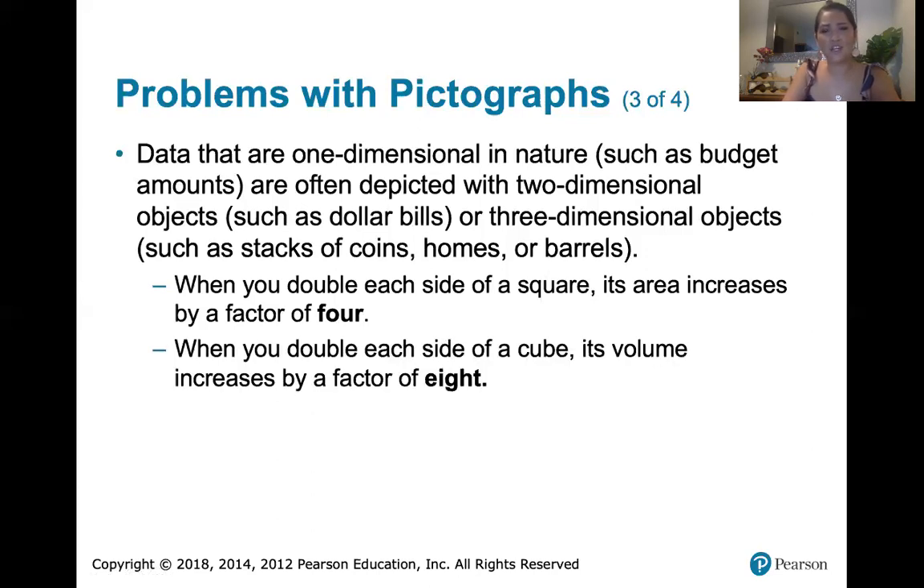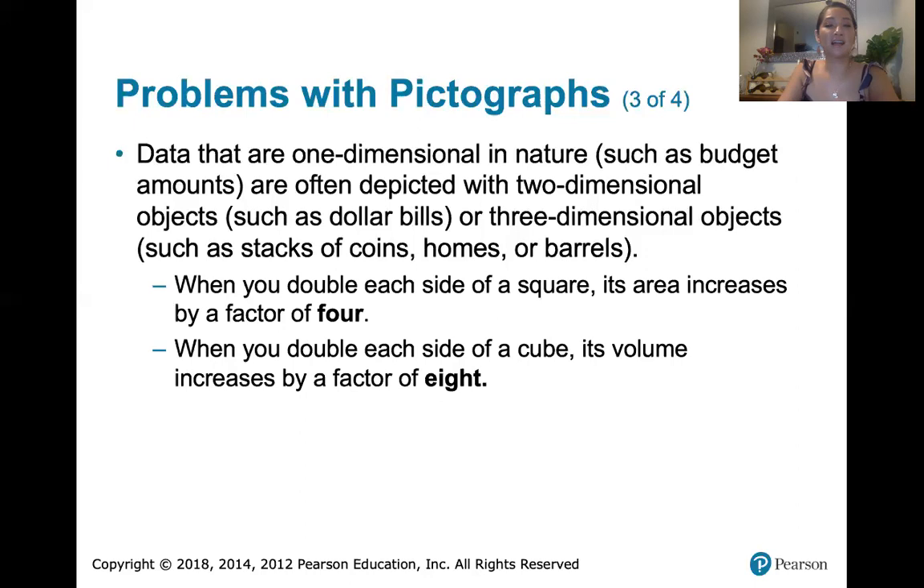Similarly, if you have a cube and you double each side of a cube, well, you're going to take that side that you've doubled, and then you're going to multiply it by itself, and multiply it by itself again. Well, what that's going to do is multiply the original volume by a factor not of 2, but of 2 cubed, or 8. So if we're using something that is essentially three-dimensional to represent something that's one-dimensional, when we intend to double something, we're actually exaggerating that difference.